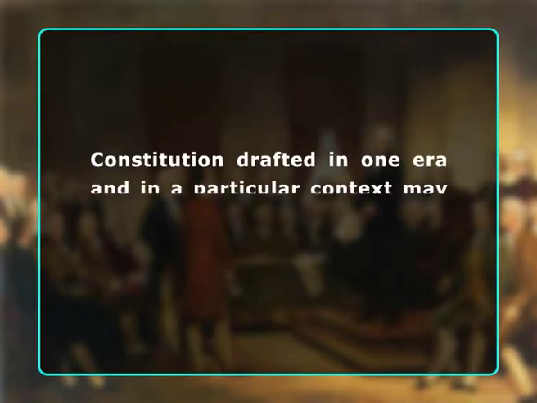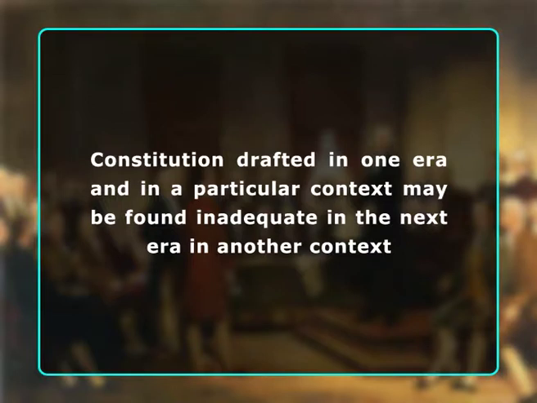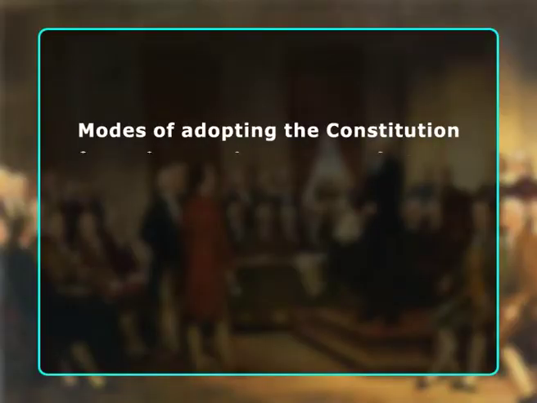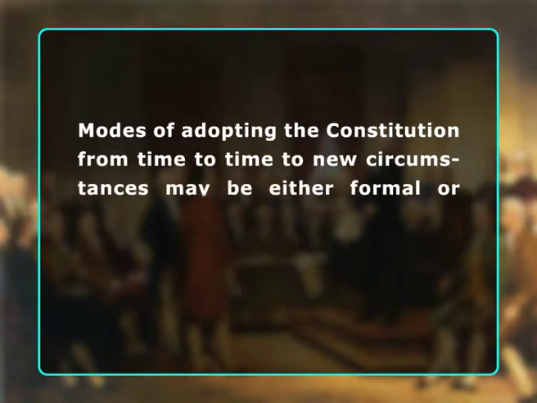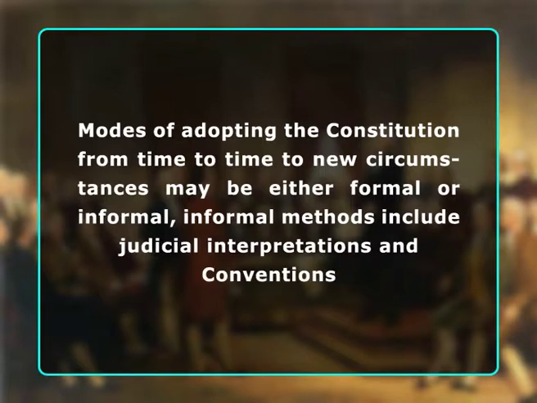It is therefore possible that a constitution drafted in one era and in a particular context may be found inadequate in the next era in another context. It thus becomes necessary to have some mechanism, some process by which the constitution may be adapted from time to time in accordance with the changing contemporary national needs. The modes of adapting the constitution from time to time to new circumstances may be either formal or informal. Informal methods include judicial interpretations and the conventions.